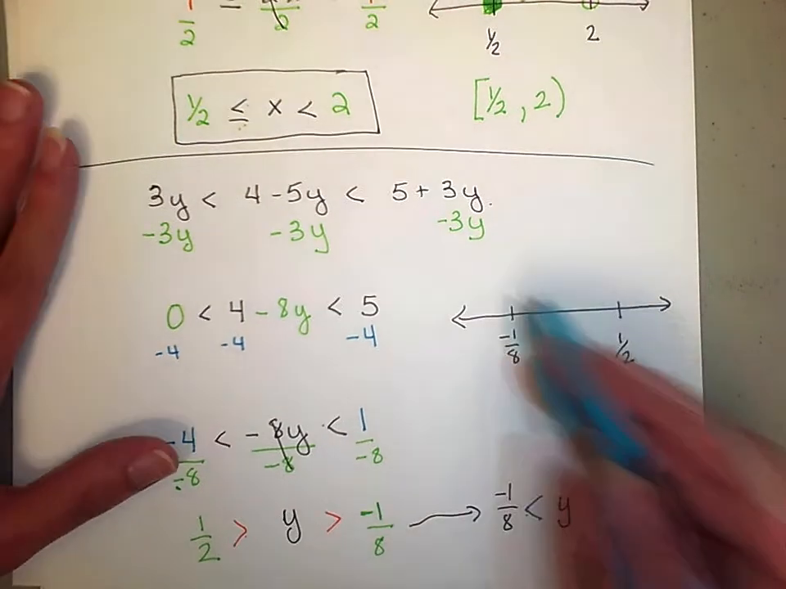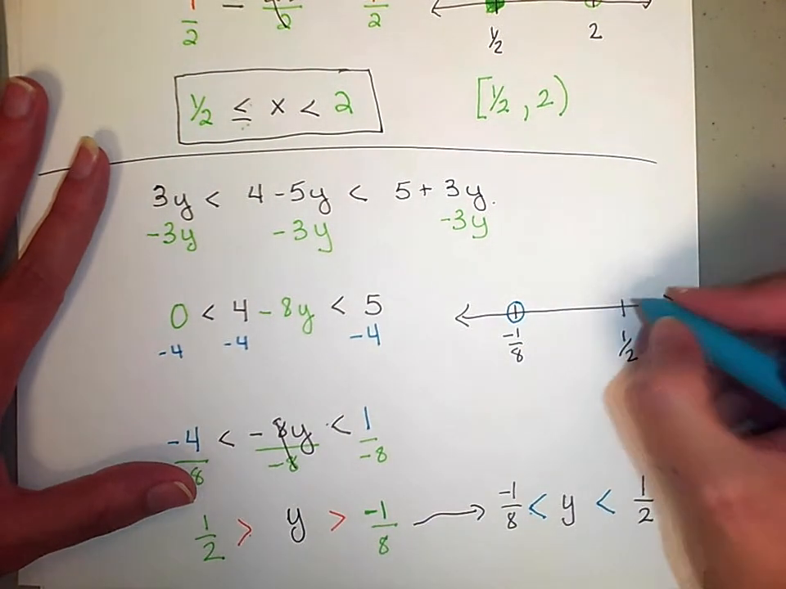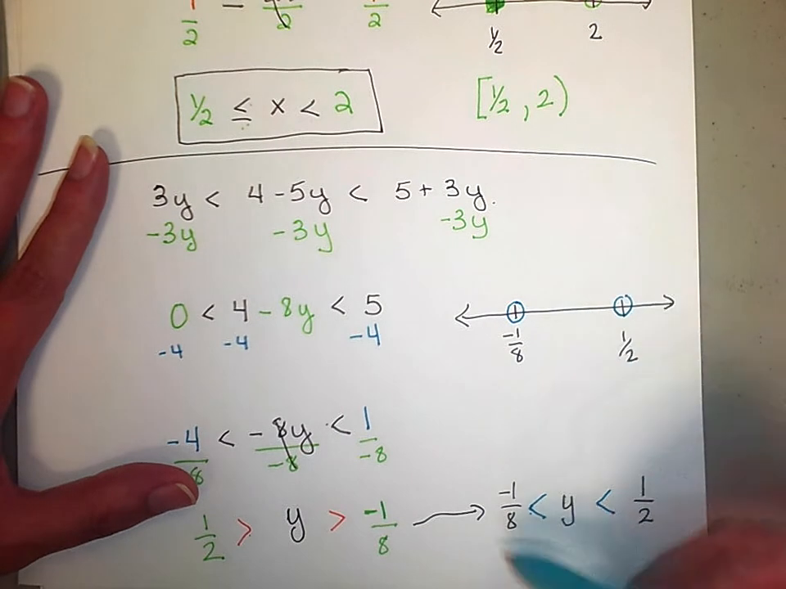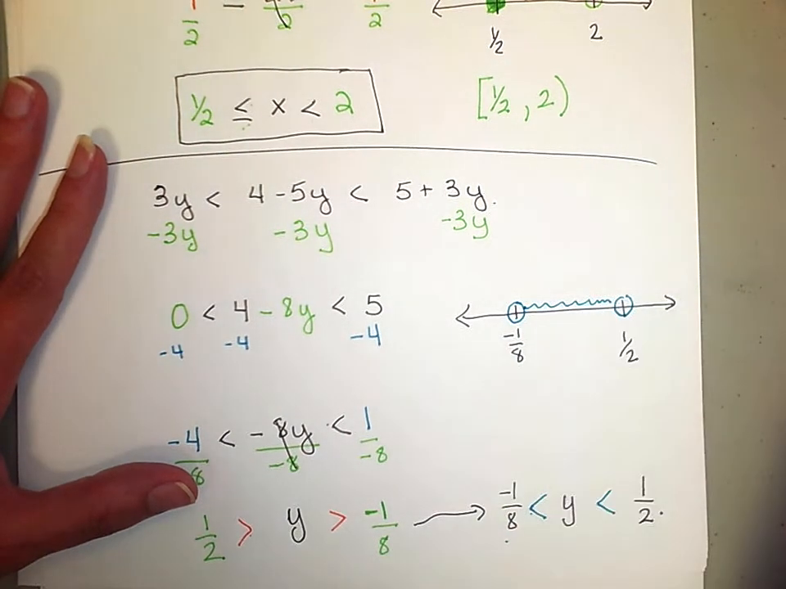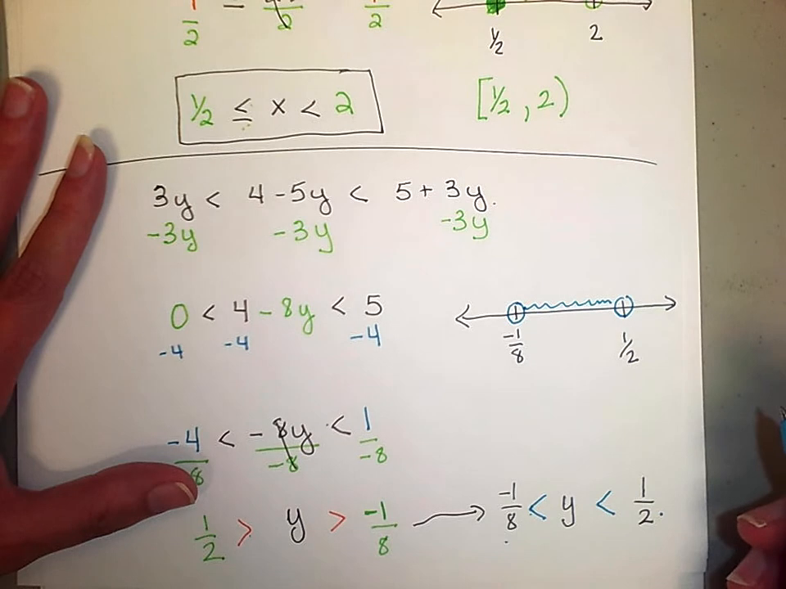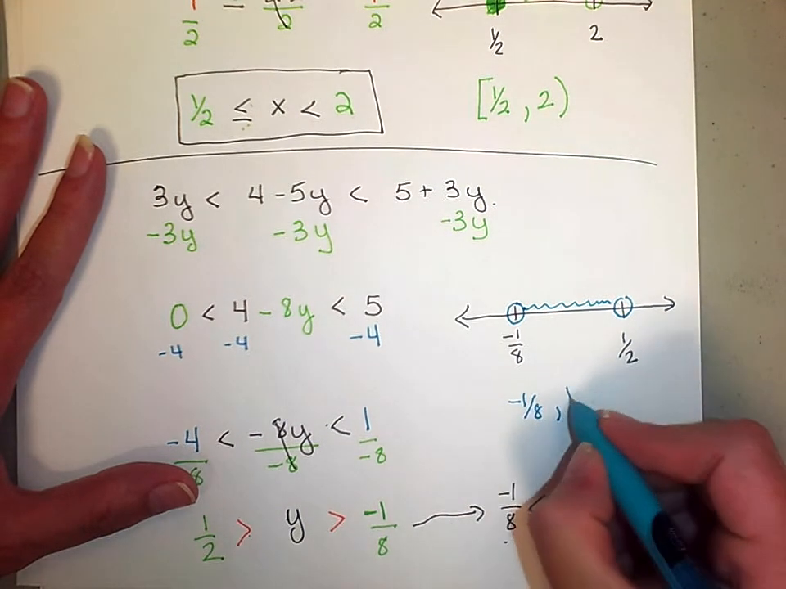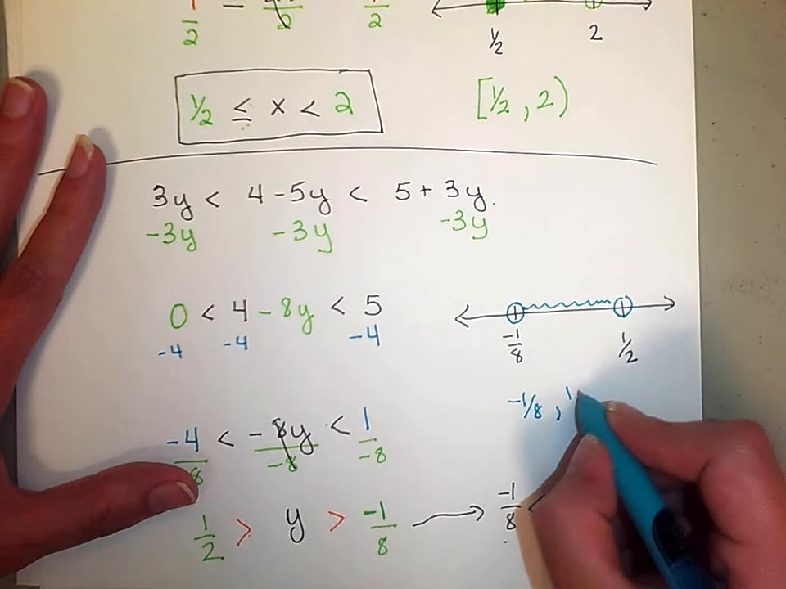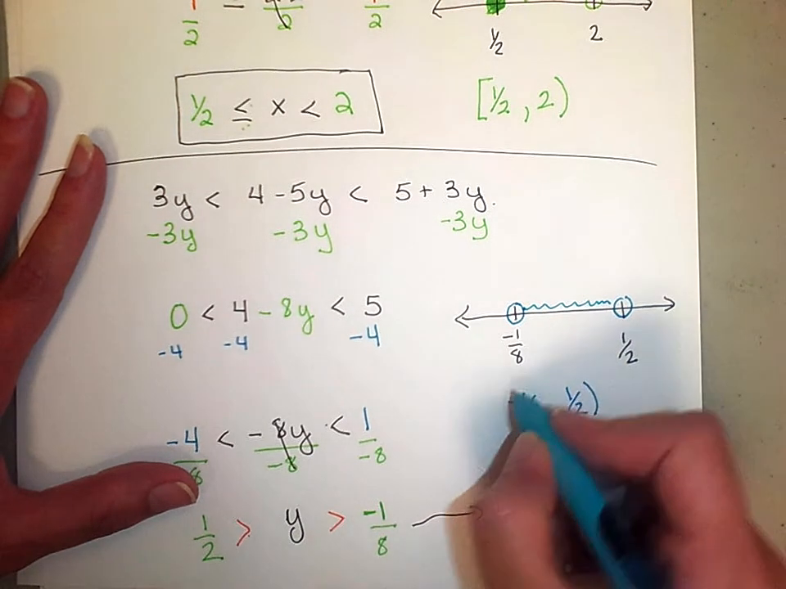And so then I can answer these next questions very easily. If I need to draw this on a number line, negative 1/8 and 1/2 are not included, but anything in between is. And if we had to write it in interval notation, we'd get negative 1/8 up to 1/2, and neither of them are included.